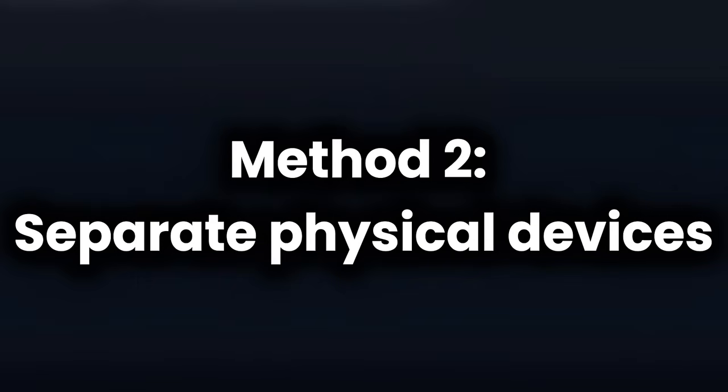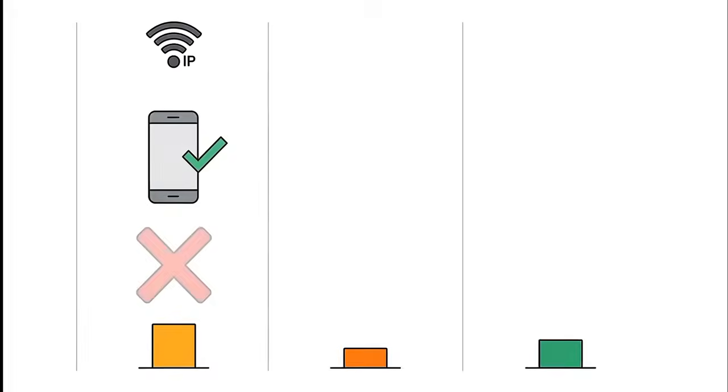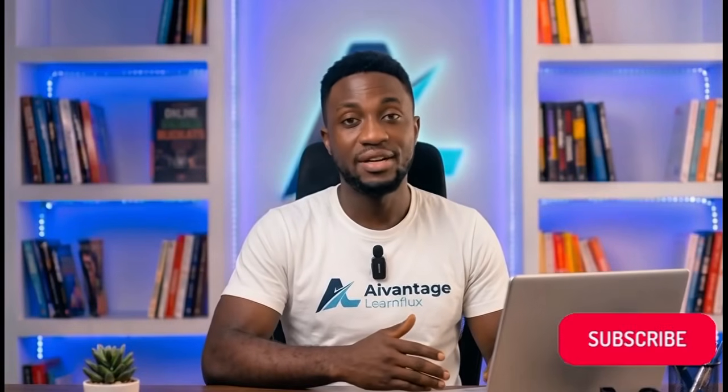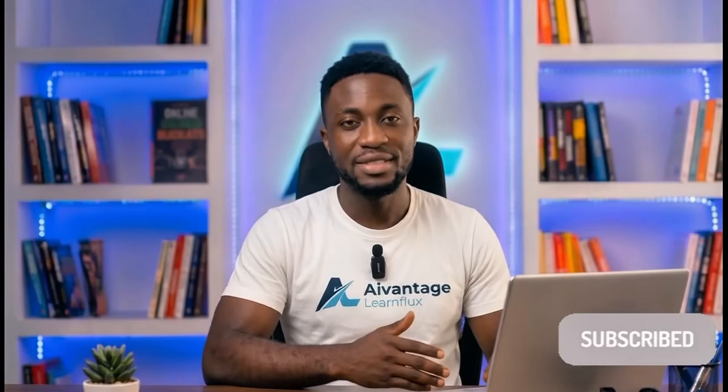Changing the IP alone isn't enough. Second, separate physical devices. Each phone or laptop has its own fingerprint naturally. That's a real advantage. But it gets expensive fast. $50 per phone, $100 or more per laptop.